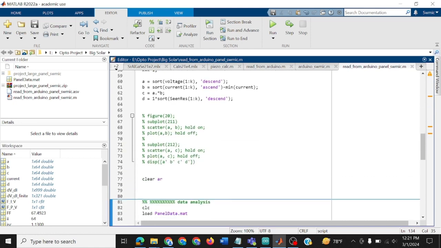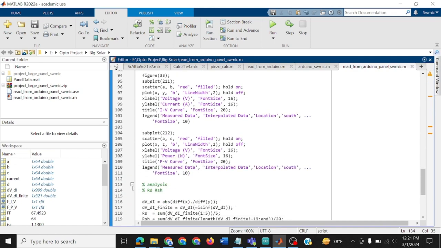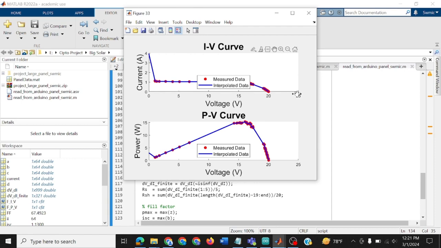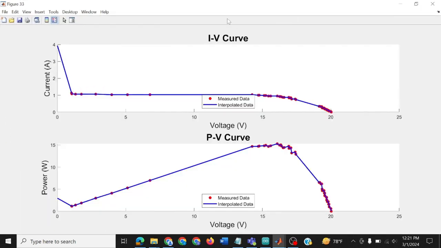After we have taken the data, we have built the dataset, and then we do post processing. So we do the analyzing. We are currently conducting this experiment at noon 12, so we are getting full illumination to find the best dataset. After this processing is done, we will find the PV curve, and also the IV curve.